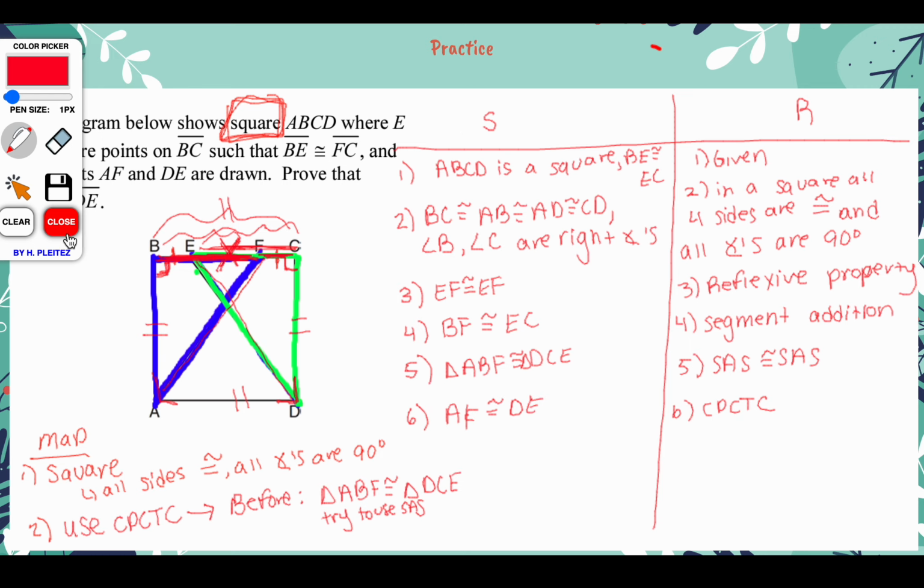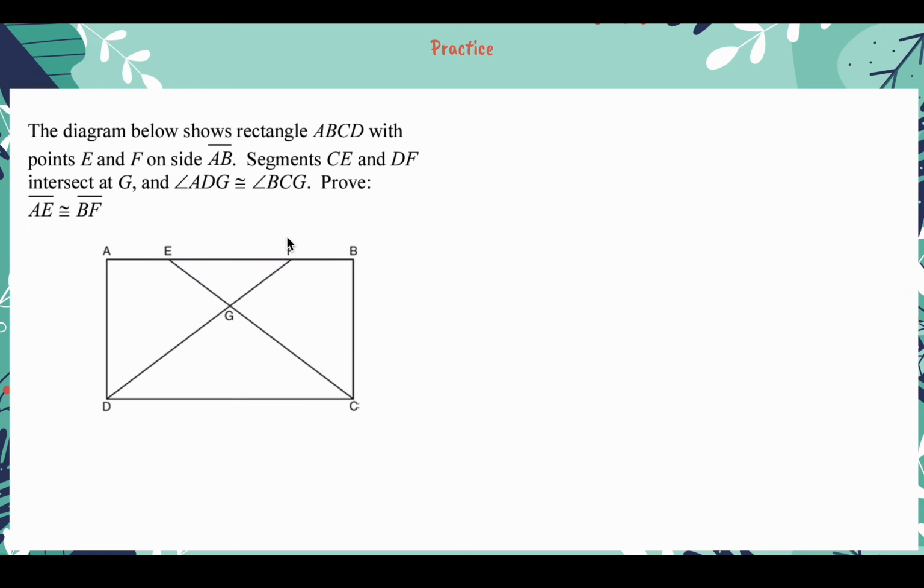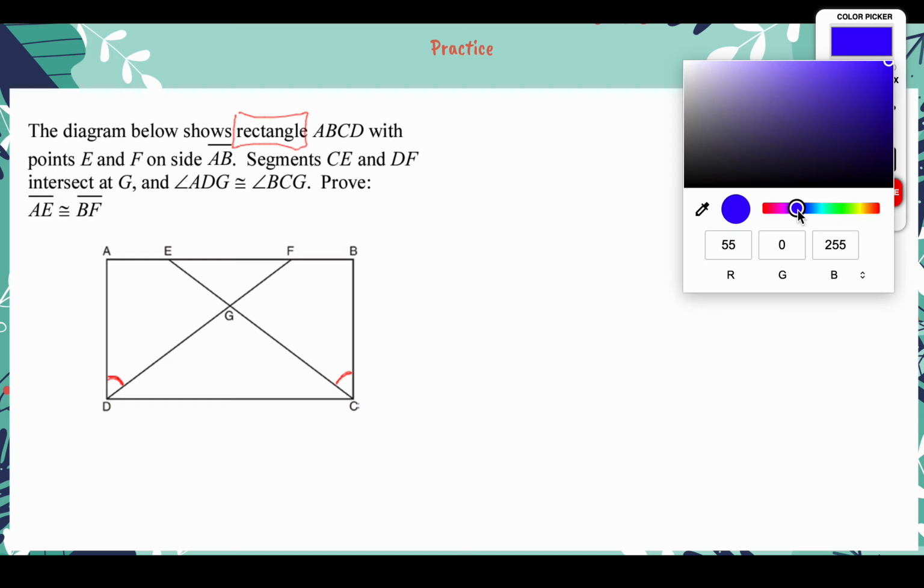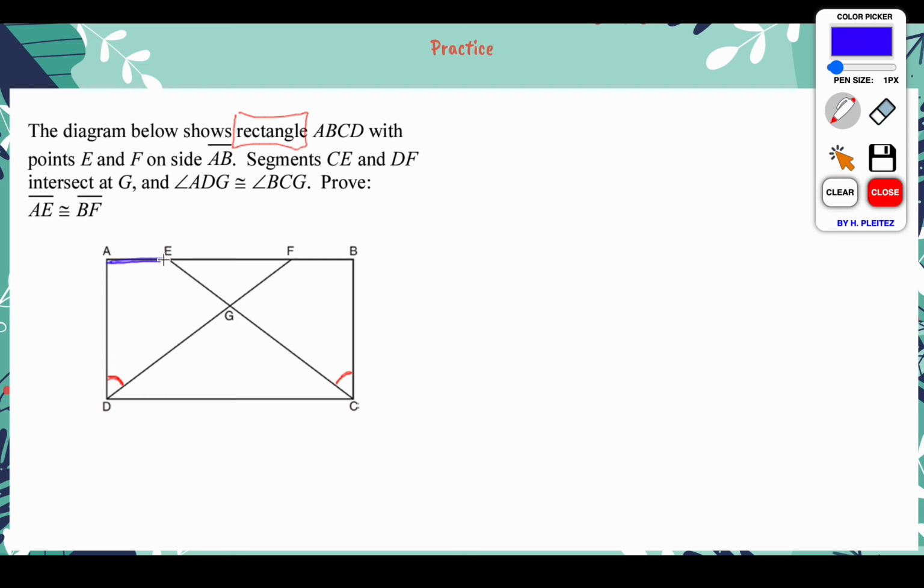All right, now we're going to go to the next question. So the next question says, the diagram below shows rectangle, super important, ABCD with points E and F on side AB, segments CE and DF intersect at G, and angle ADG, which is right here, is congruent to angle BCG, which is right here. And we want to prove, let's write this in blue, that AE is congruent to BF.